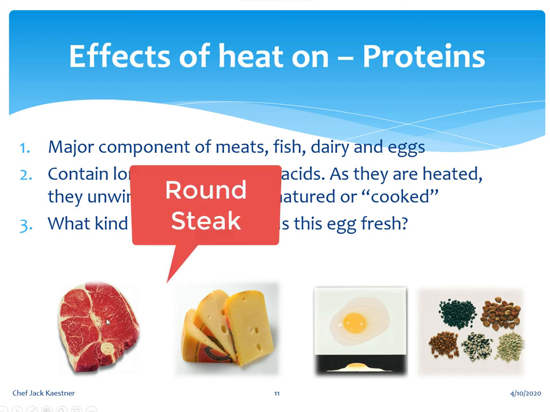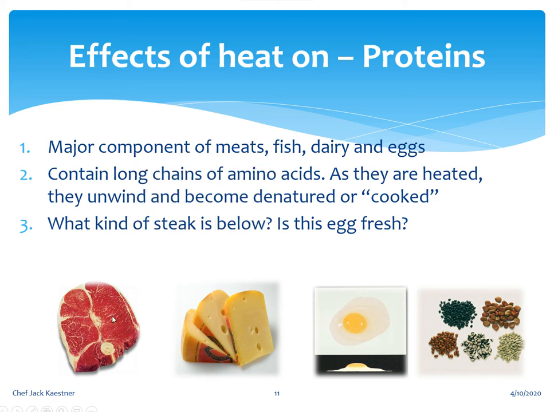So you've got the inside round, the eye round, and the outside round. This is better for baking or roasting. And then these two guys are a little bit tougher, so you'd braise them.